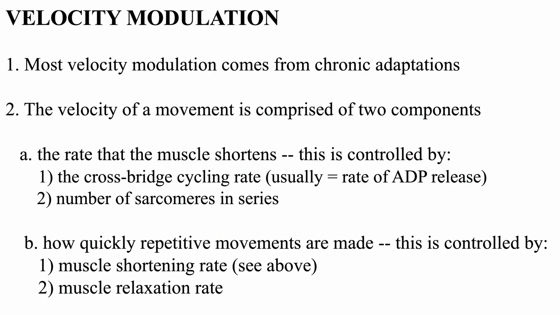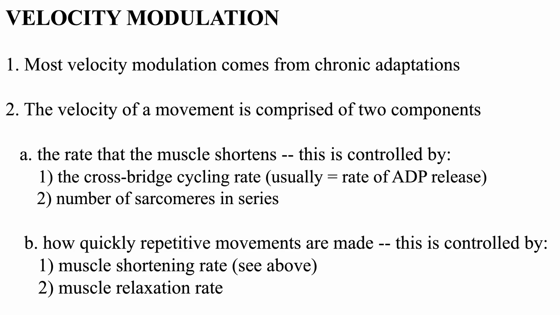To begin with velocity modulation, the one thing to understand about this is we can acutely modulate velocity, but a lot of it is going to come from chronic adaptations. There are some things we could do acutely, which we'll talk about, but for a large part, it's going to be a chronic adaptation.